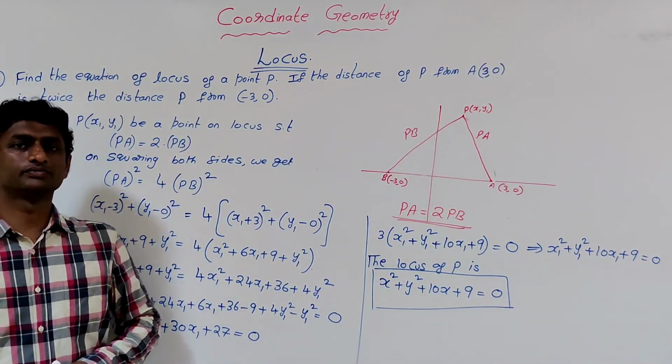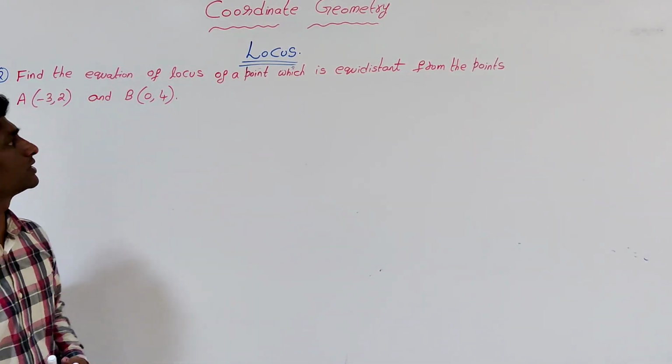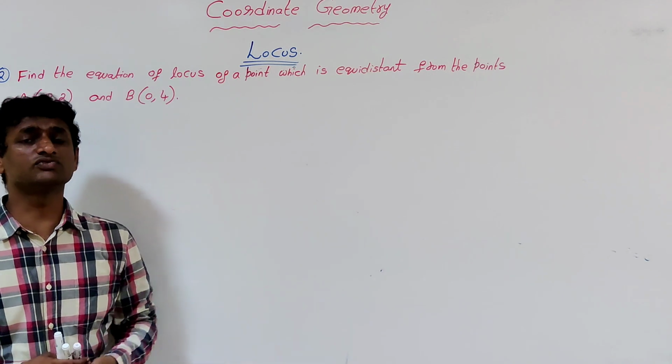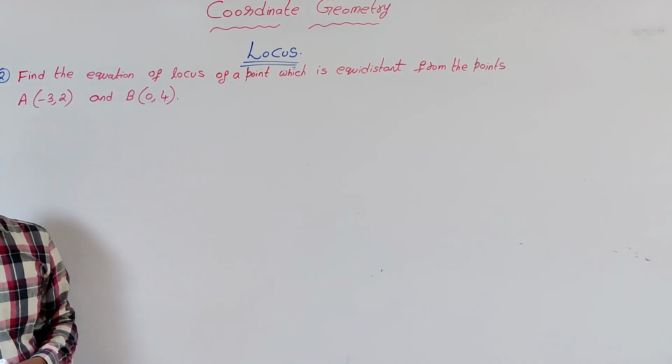Next problem. Now we will go for the next problem. Find the equation of the locus of a point which is equidistant from the points A (−3, 2) and B (0, 4).